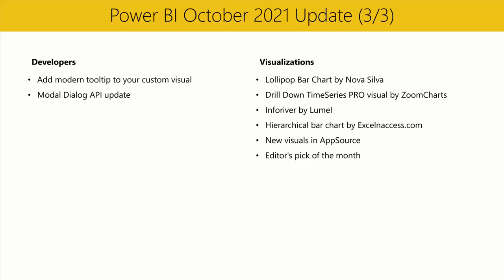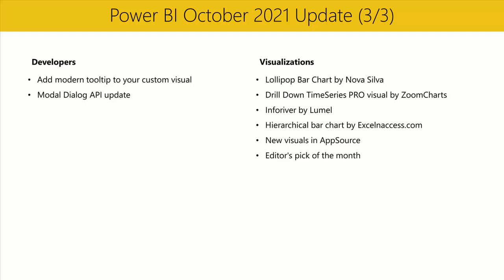Next, in the visualization section, we have some exciting new and updated visuals available for you on AppSource. New this month are the Acteris reporting visual by Managility, the PMBI process mining visual by ProcessM. Updated this month are the Lollipop bar chart by NovaSilver, the Drill Down Time Series Pro visual by ZoomCharts, the InfoRiver visual by Lumel, the hierarchical bar chart by excelandaccess.com.